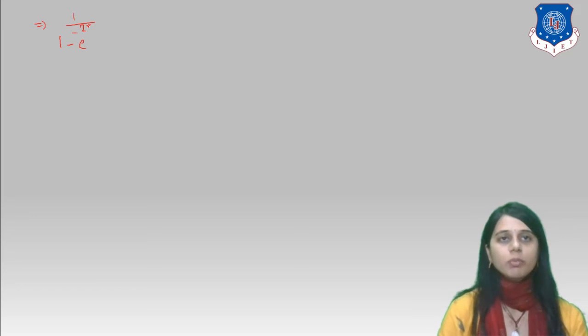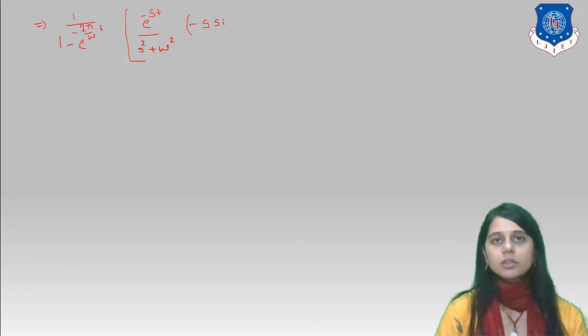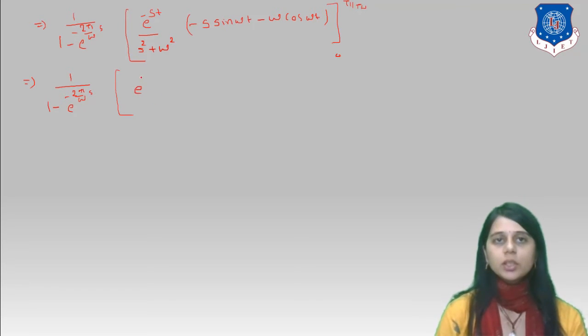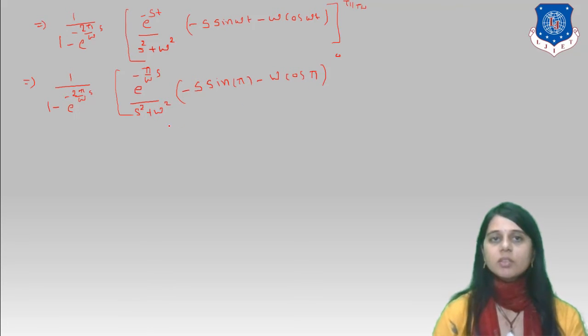So we have 1 upon 1 minus e raised to minus 2 pi by omega s. The integration is e raised to minus st upon s square plus omega square, times minus s sin omega t minus omega cos omega t, and the limit is 0 to pi by omega. Put the upper limit: e raised to minus pi by omega s upon s square plus omega square, times minus s sin omega pi by omega, so it is sin pi, minus omega cos pi. It is our upper limit minus lower limit: 1 upon s square plus omega square, times minus s sin 0, minus omega cos 0, and cos 0 is 1.